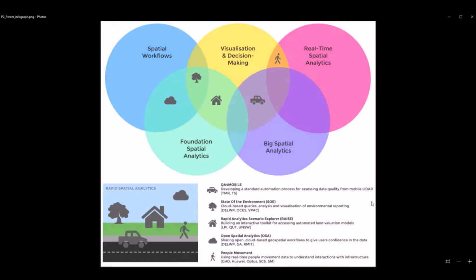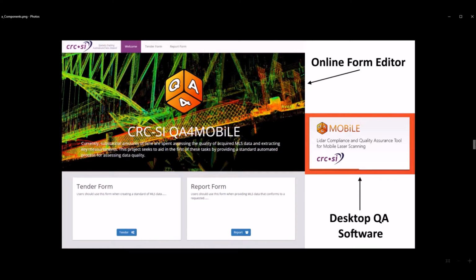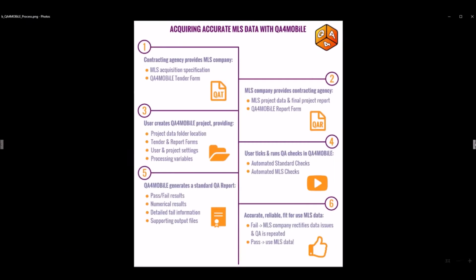QA for mobile sits within the big spatial analytics space of Program 2 and solves a big data problem for the quality assurance of MLS point clouds. There are two components to the QA for mobile software. The first is the online form editor, and the second is the desktop quality assurance software.